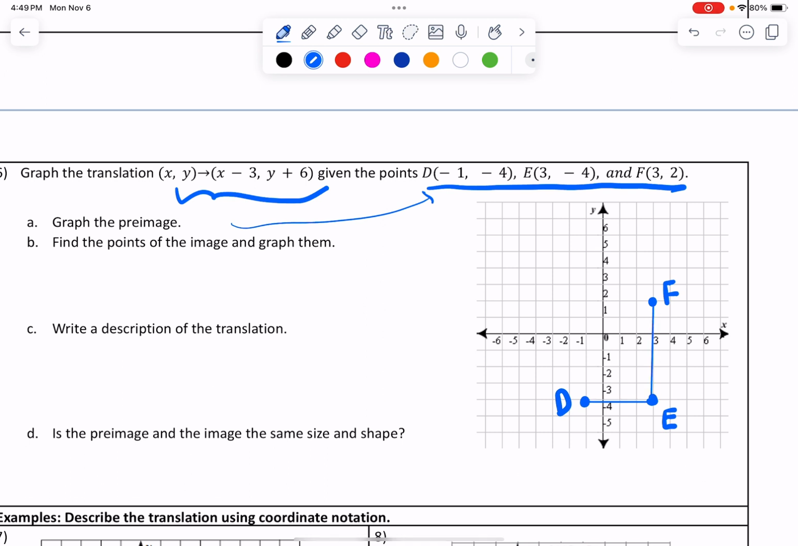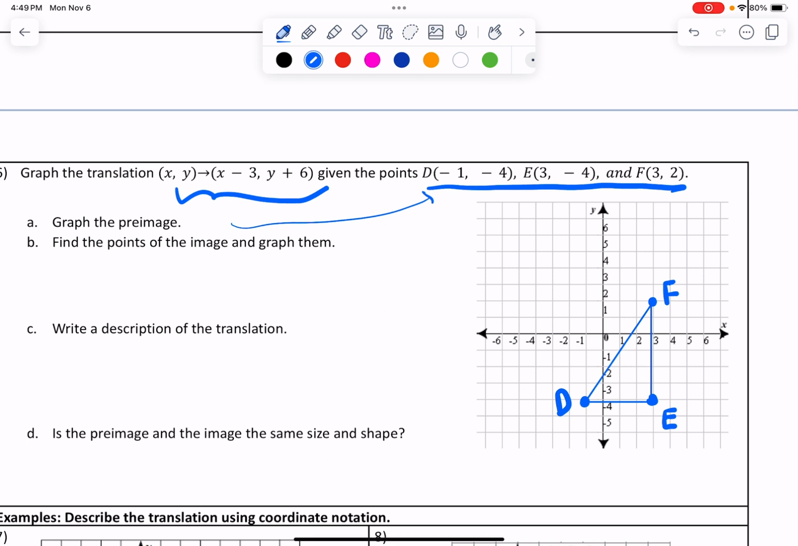It's actually a right triangle, even though it doesn't look like it. Sorry guys, I'm stringent about this stuff. Okay, there we go. So that's actually a right triangle.